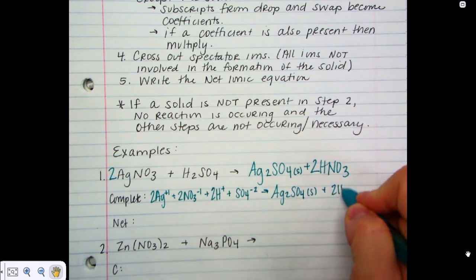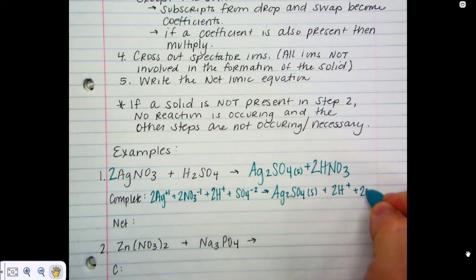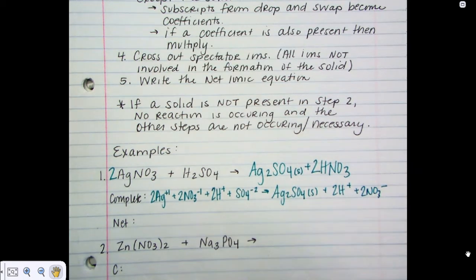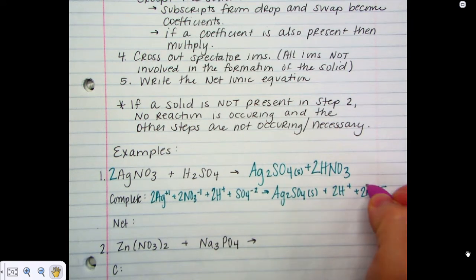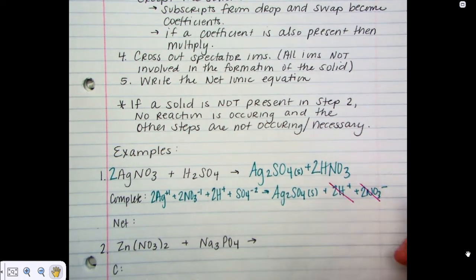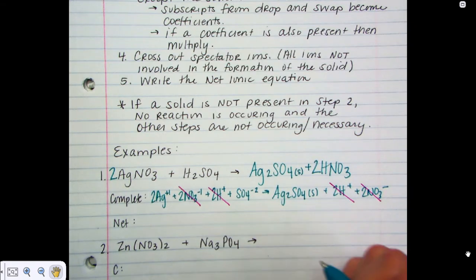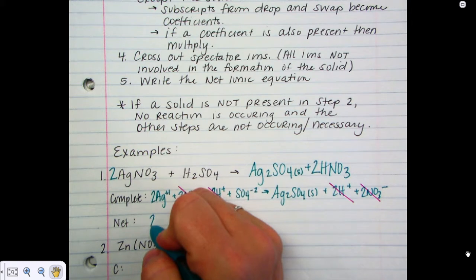Plus 2H plus 2NO3 minus. Then I'm going to cross out everything that's not part of my solid here. The easiest way I found to do that: start on the product side, cross off everything on the product side that's not the solid, and then the same matching parts on the other side. Those are my spectator ions I've just gotten rid of. And everything that's left is my net ionic equation.